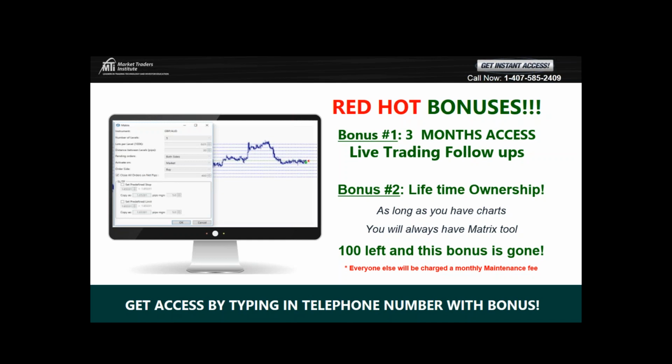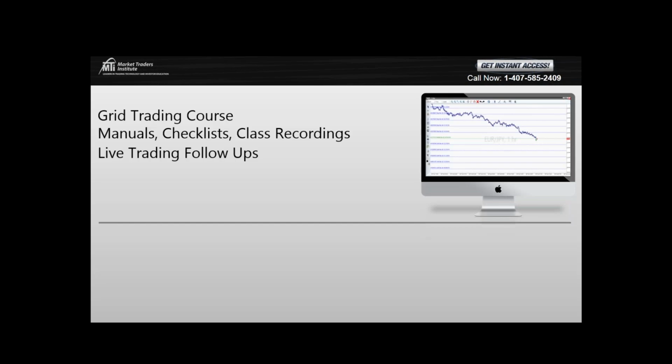Remember, you're going to learn the formula for establishing the distance between the levels of the grid for a specific time frame and how to scale into the market to maximize profit by taking advantage of the waves up and down in the market. Okay? And your trade orders will be closed on net pips, which is fantastic.